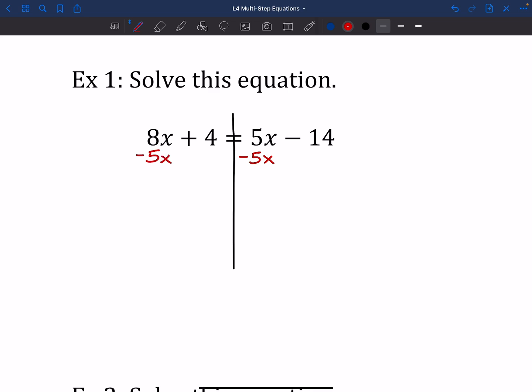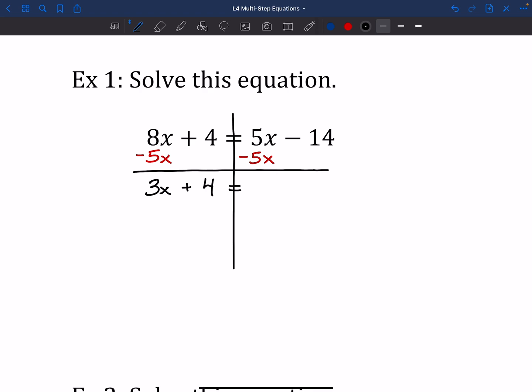When I'm doing it to the other side, notice that I'm subtracting them from the 8x. So I'm kind of grouping them because those are like terms. I can't subtract 5x from 4, but I sure can subtract 5x from 8x. So when I do that, 8x minus 5x leaves us with 3x. That plus 4 is still there, equal sign in the middle.